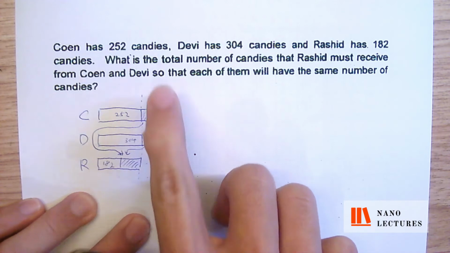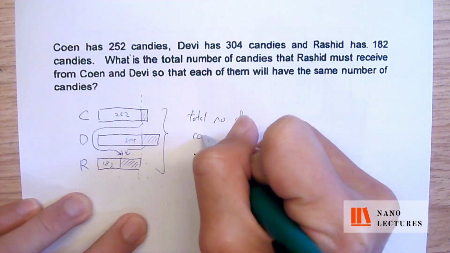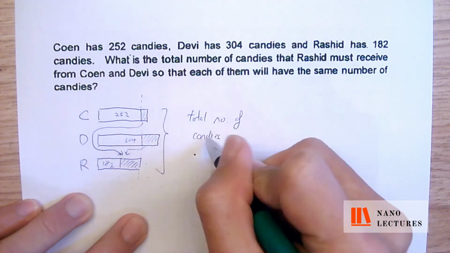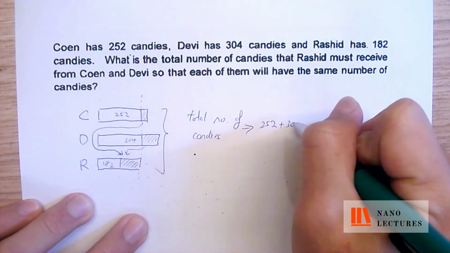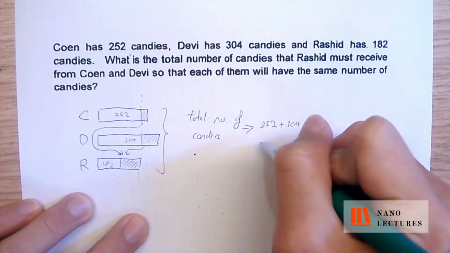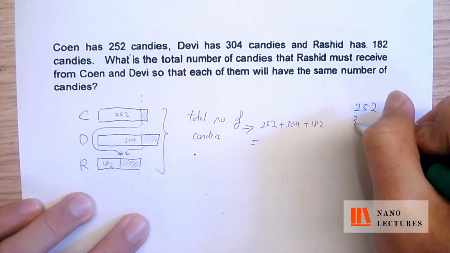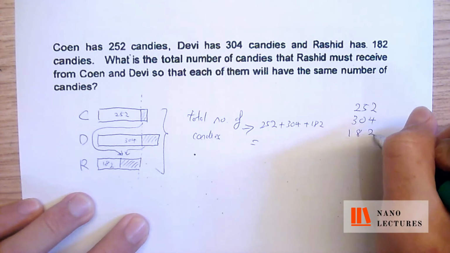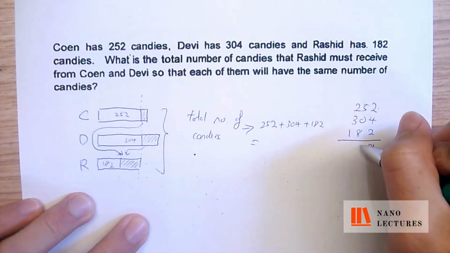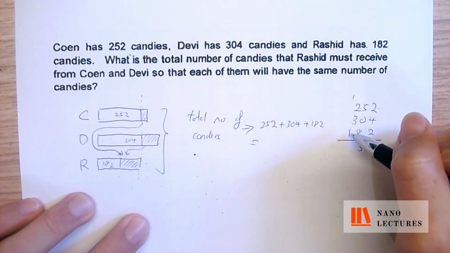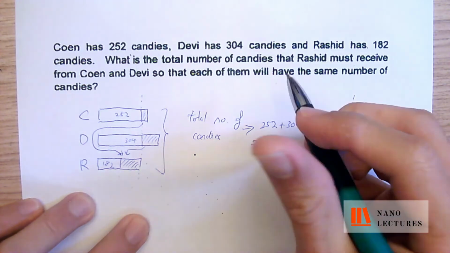Now, to find this, we have to find out the total number of candies. So remember, write the sentence, then write your arrow. So this will be 252 plus 304 plus 182. Okay, so long addition: 2 plus 4 plus 2, 8. 5 plus 0 plus 8, 13. 1 plus 2 plus 2, 4. 4 plus 3, 7. So it's 738.